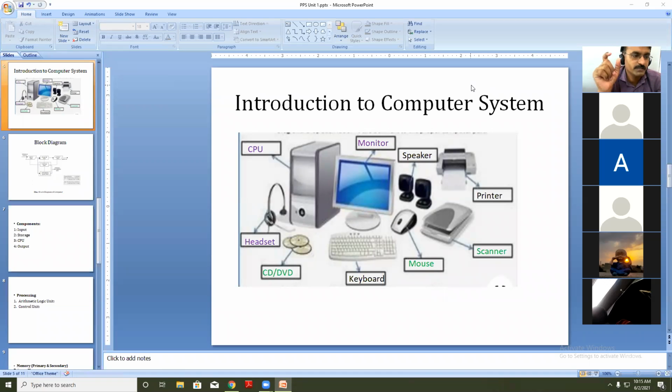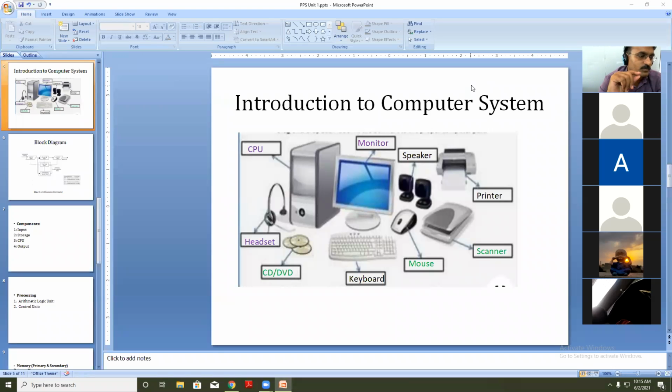Now, what is the storage unit? The storage unit is used for storing the data and its related programs, or you can say the instructions, in the memory. This is the second point. Third point, output unit. What is the output unit? The output unit is used for storing the result as the output of the computer system where the program is processed. So this part we call an output unit.